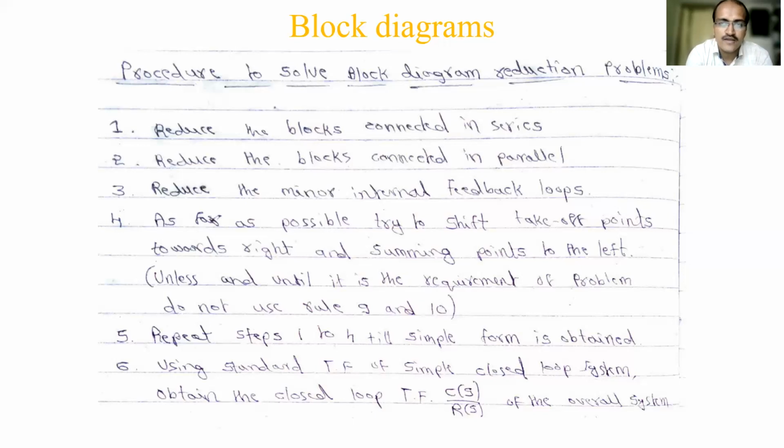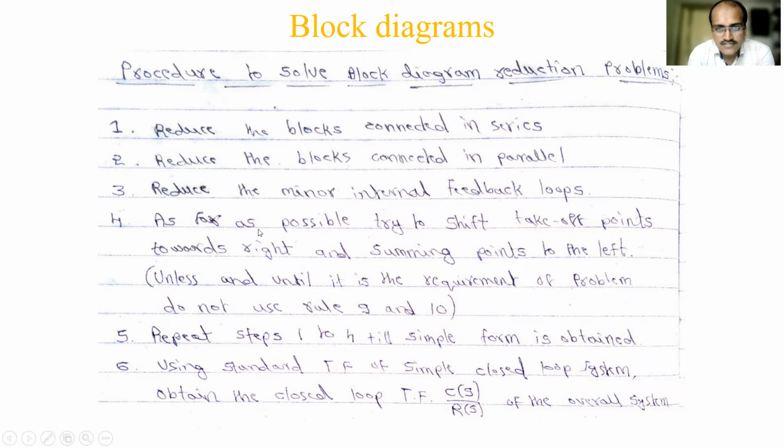Reduce the blocks connected in parallel. Look at whether there are any blocks connected in parallel. Don't jump directly to the parallel connection and then look for series. Don't do that. Follow this order so that it will be easy and you will not miss any answer. So add or subtract depending on the sign at the summing point. It may be plus or minus at the summing point; both should be observed. Observation is very important here. That is the second step.